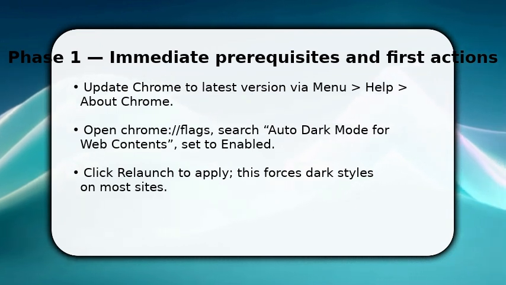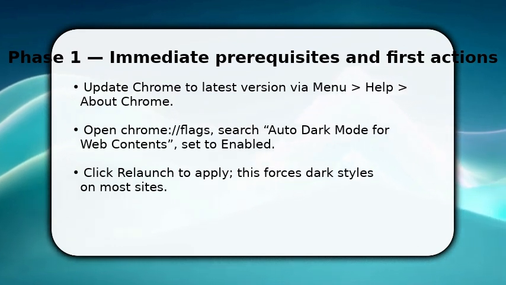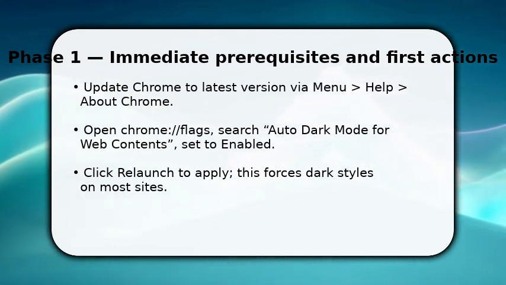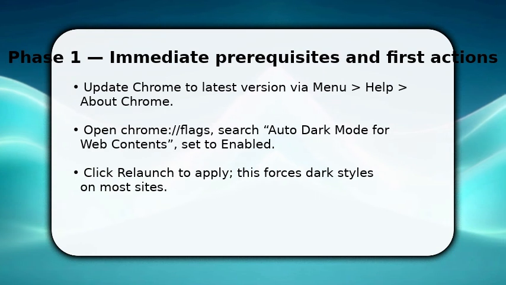After that, click Relaunch to restart the browser. This is the step that turns the rendering engine toward dark colors. Make sure to save any work before relaunching, because Chrome will close all windows and reopen them immediately.